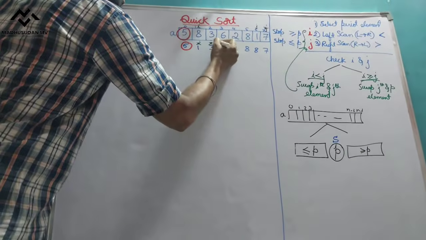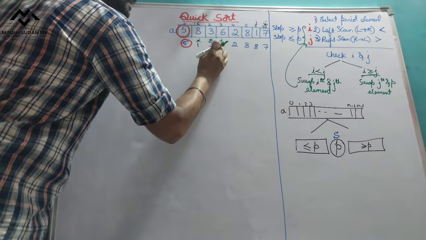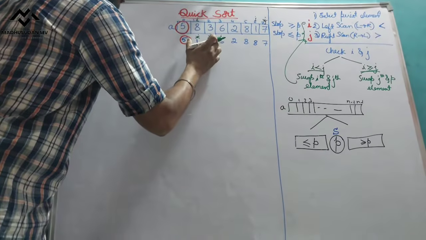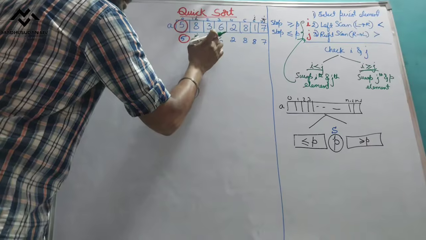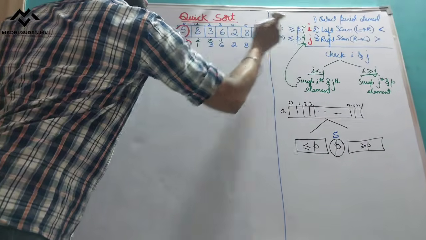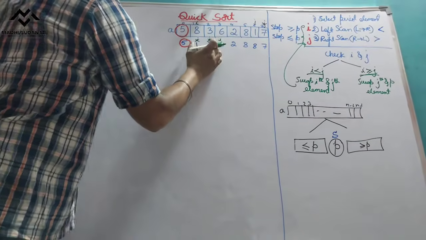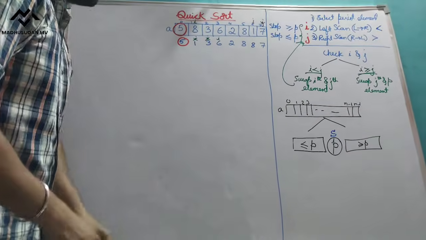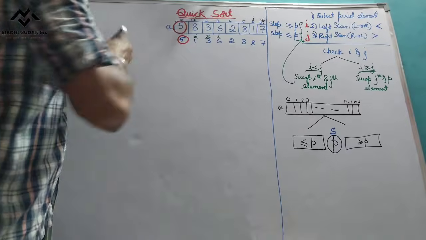Again continue, is the ith element lesser than this pivot element? No. The first ith element is greater, so we will stop the left scan. In the left scan, we stop whenever we find a greater element. So the ith element is greater, we stop. After stopping the left scan, what to do? We have to start the right scan.